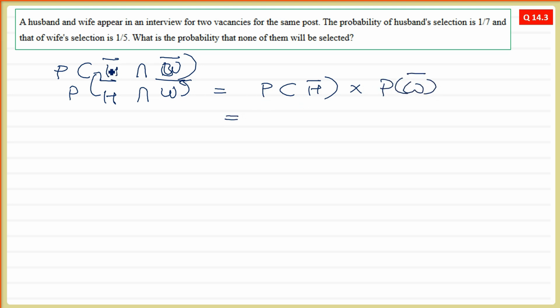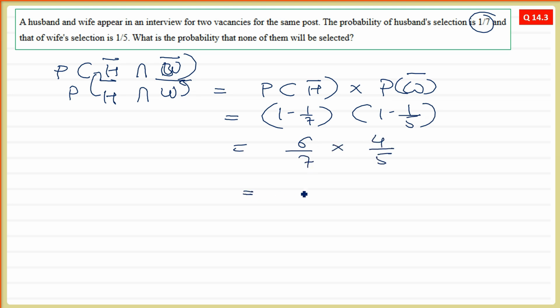PH bar we have computed already. 1 minus 1 by 7, so this is going to be 6 by 7. And PW bar is 1 minus 1 by 5, which was 4 by 5. So 4 by 5 multiplied by 6 by 7 will be the result. When you multiply this, you get 24 by 35.